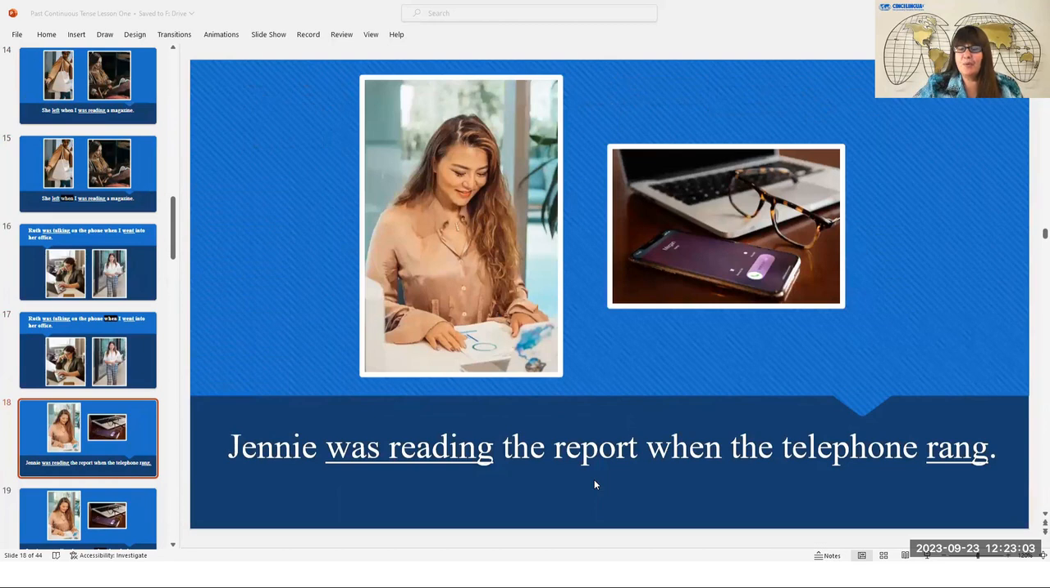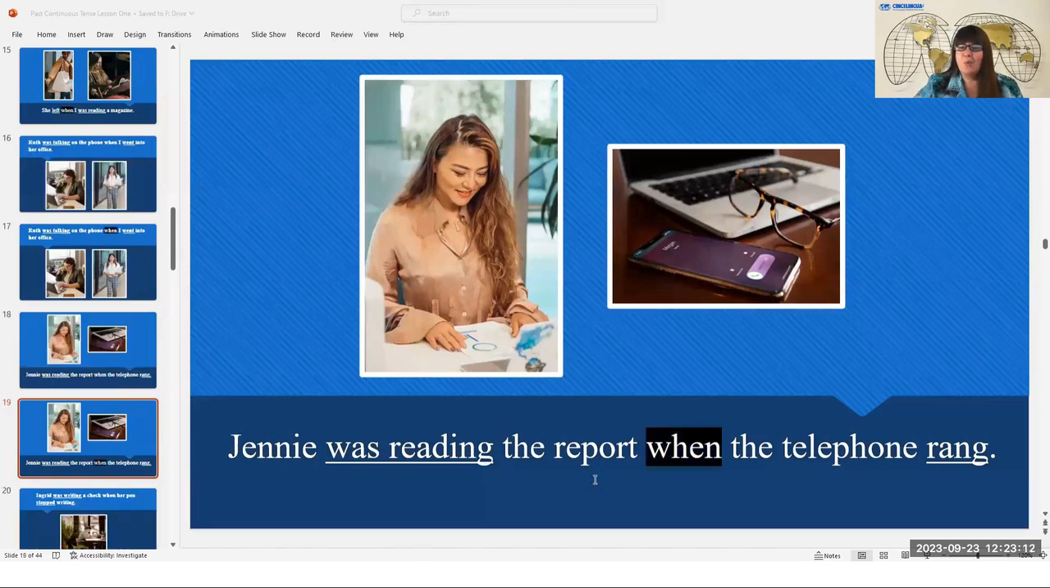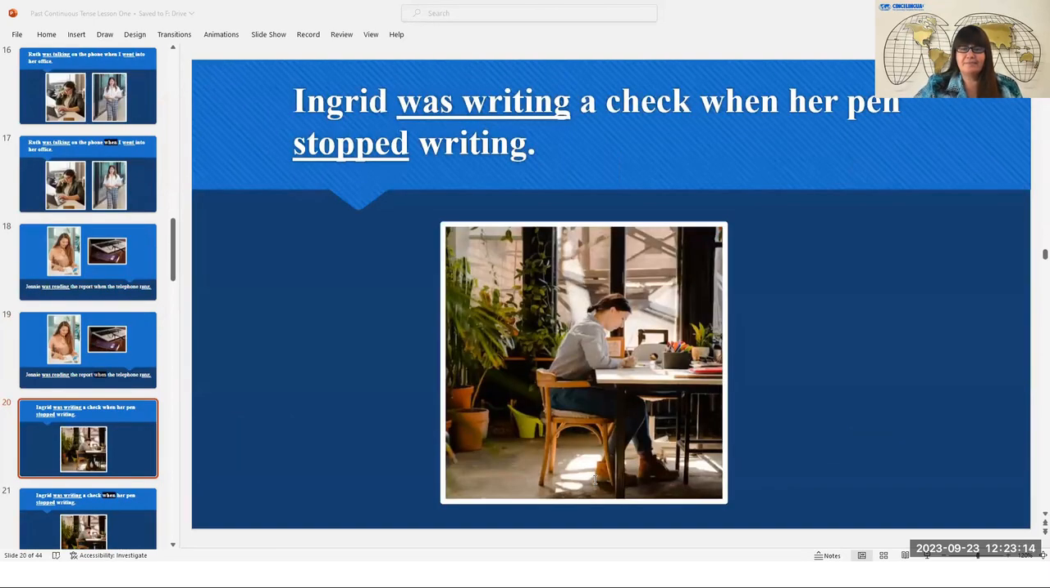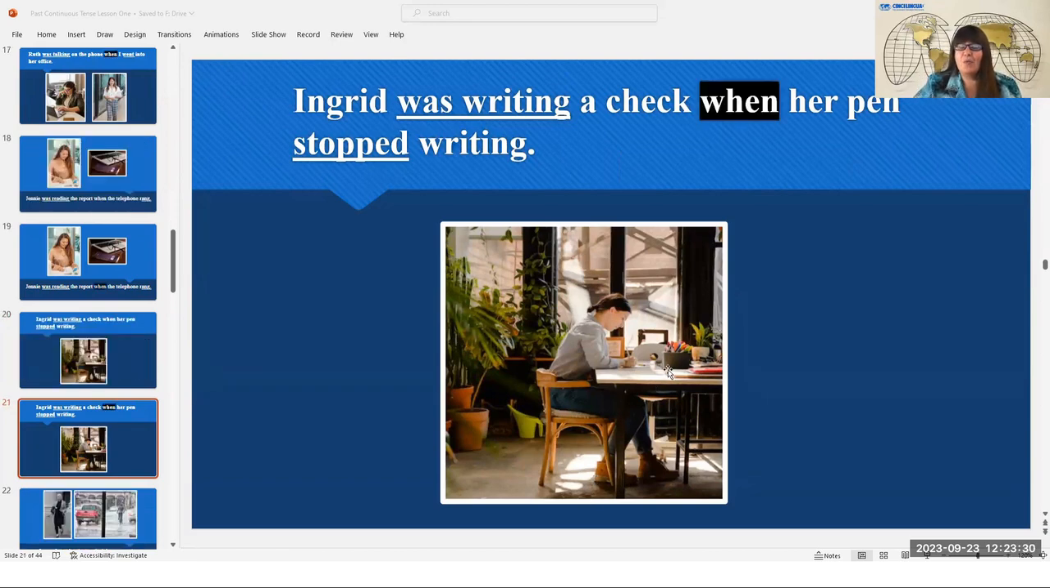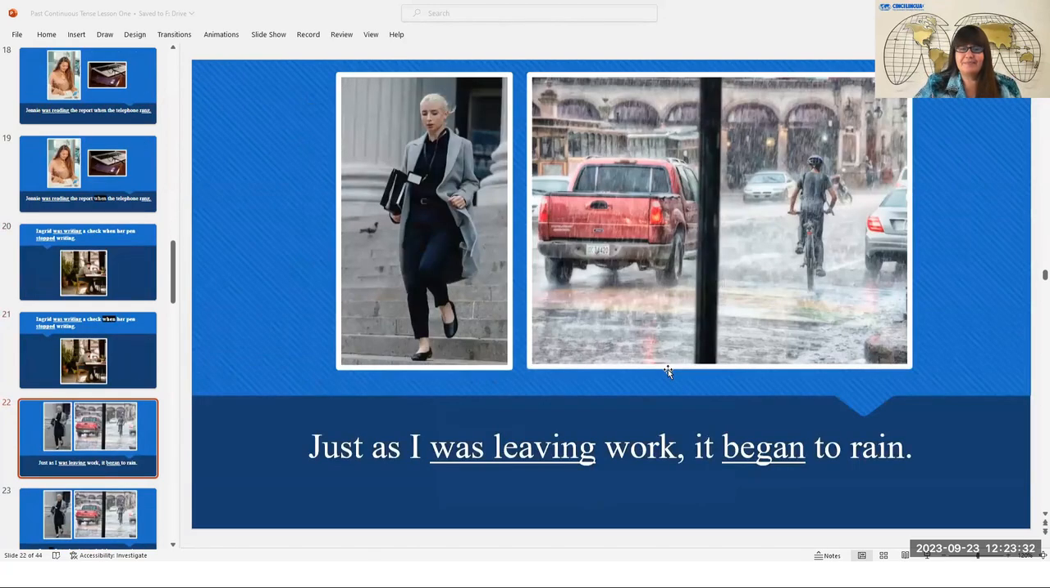Jenny was reading the report when the telephone rang. When? Ingrid was writing a check when her pen stopped writing. Okay, she was writing a check when her pen stopped writing. Now she needs to get a new pen. When?